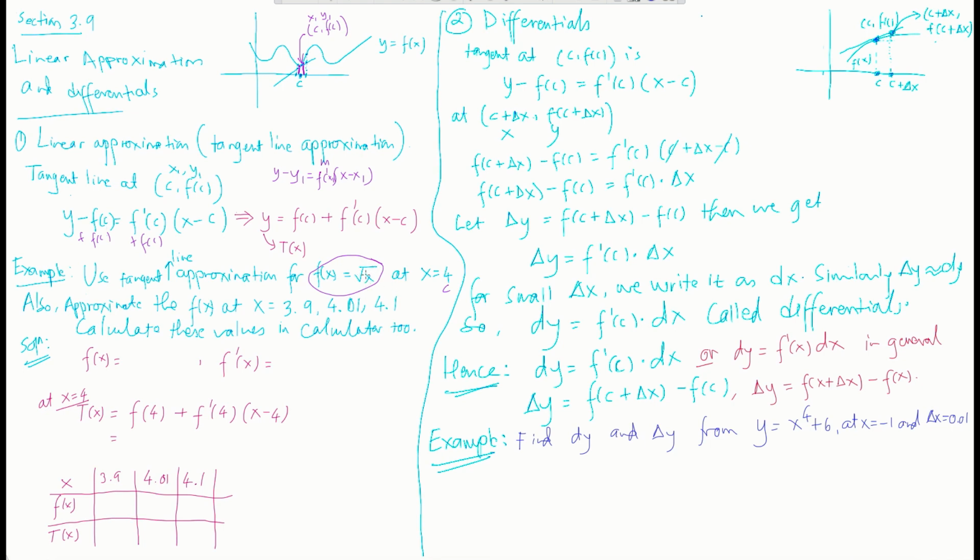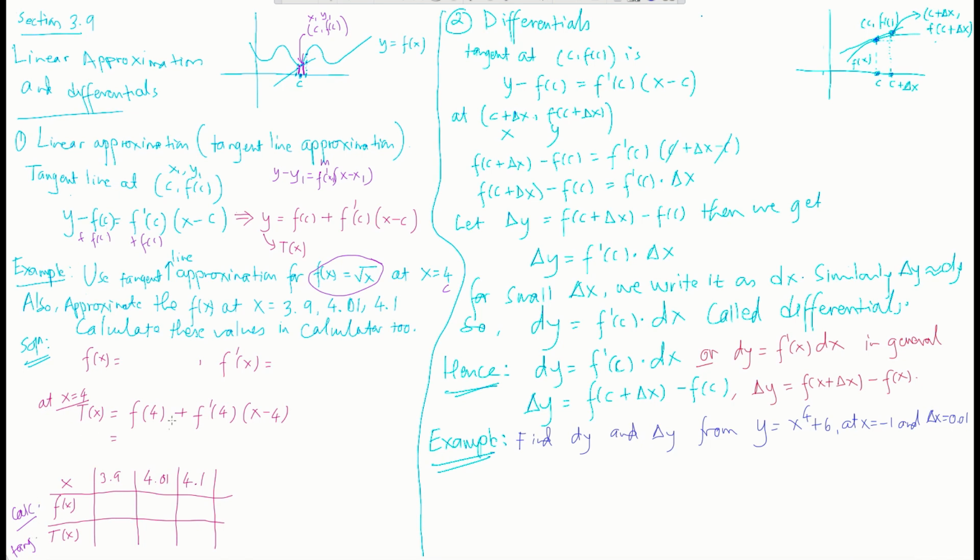So how do we do that is, we'll find the equation of the tangent line at x equals 4, and then use that tangent line to find the value at x equals 3.9, 4.01, 4.1, and so on, okay? That is that equation to find that, okay guys? Okay, all right. So calculate these values using the calculator too. So this is using the calculator. So this is using the calculator. This is using the tangent line, okay?